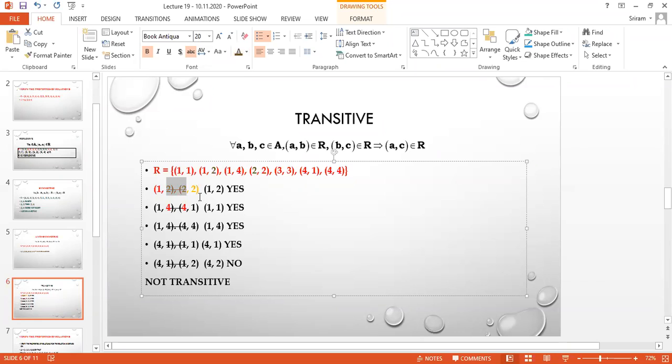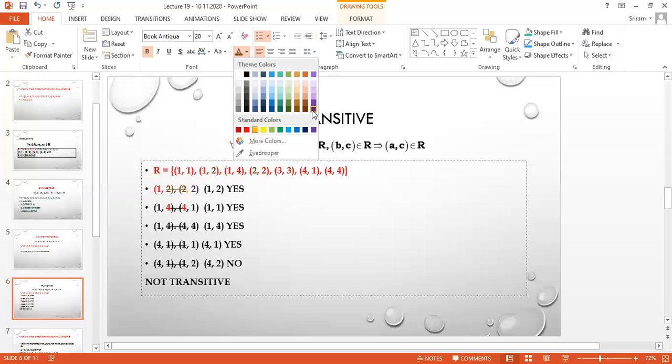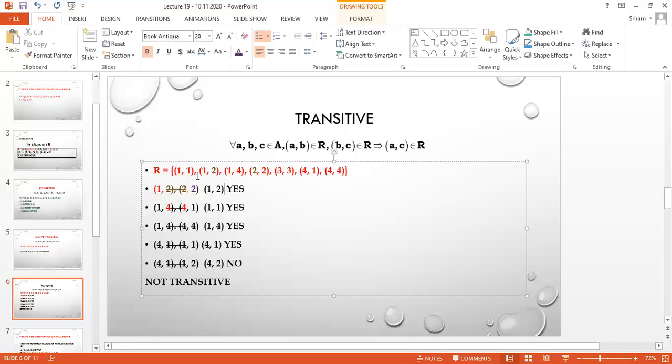When I cancel the common number, I am going to take the first number. What is the first number here? 1. What is the last number? 2. So I am going to check whether 1, comma 2 belongs to the relation or not. When I check here, I have 1, comma 2. Yes.